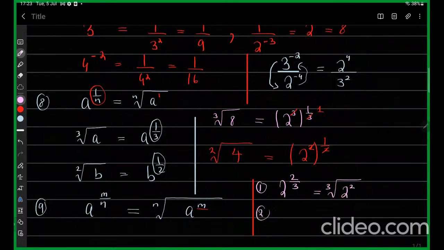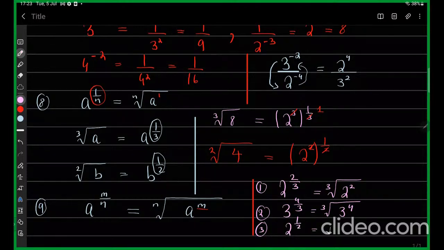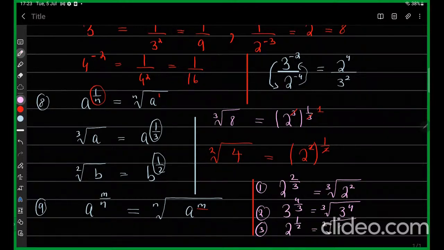Example number 2: let's say you have 3 power 4 by 3. So it is the cube root of 3 power 4. Let's say we have 2 power 1 by 2. So it is the square root of 2 power 1.